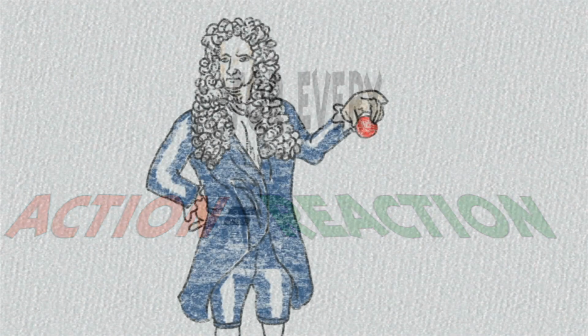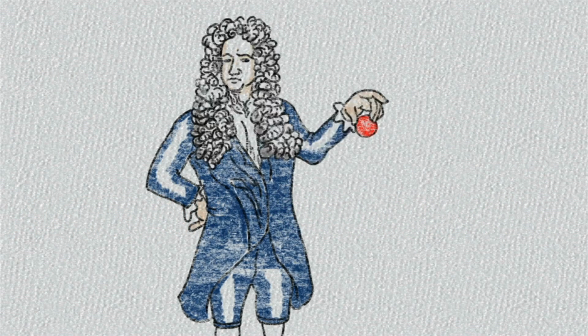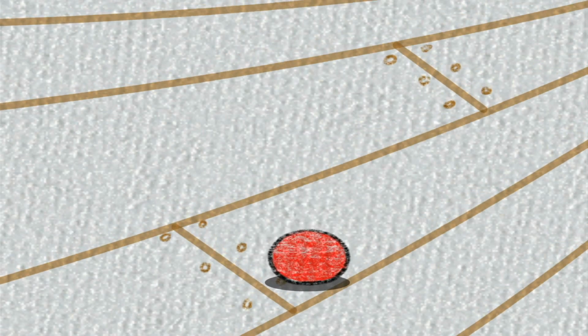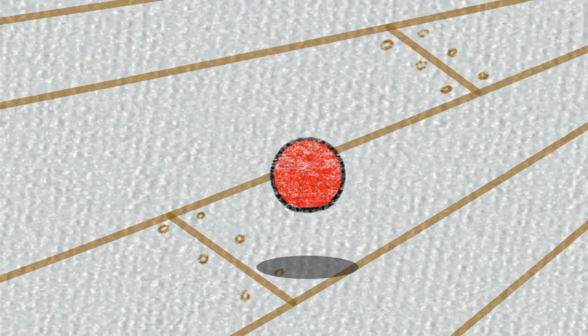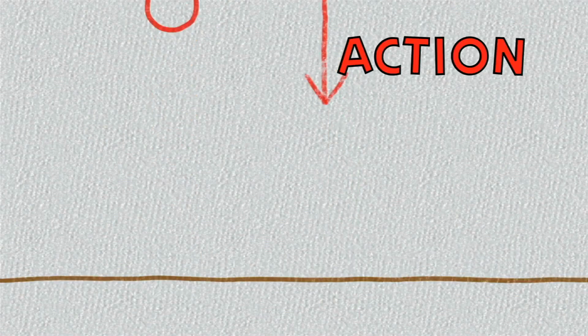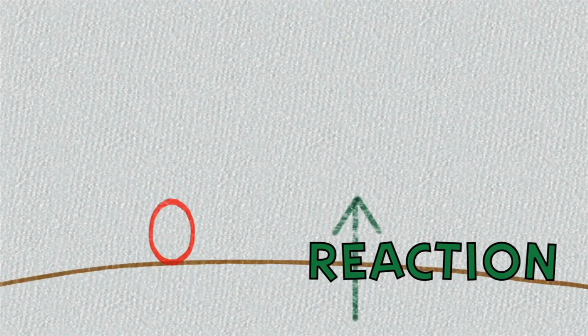To understand this, think about what happens when you drop a bouncy ball. As the bouncy ball hits the floor, it causes a downward force on the floor. This is the action. The floor reacts by pushing on the ball with the same force, but in the opposite direction, upward, causing it to bounce back up to you. Together, the floor and the ball form what's called the action-reaction pair.